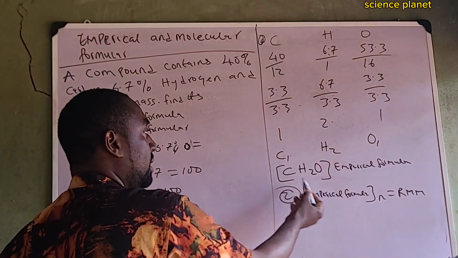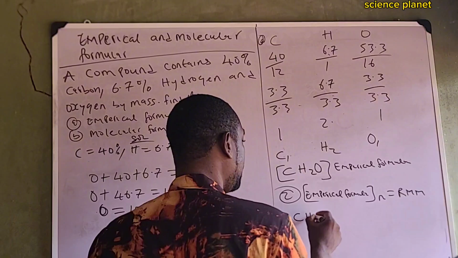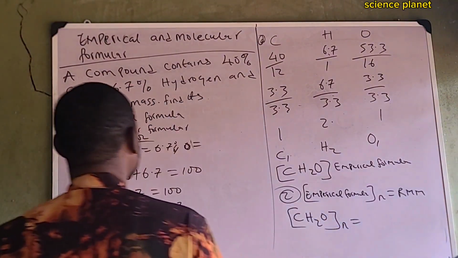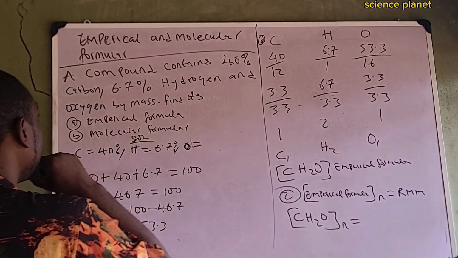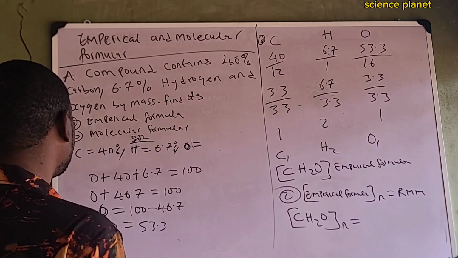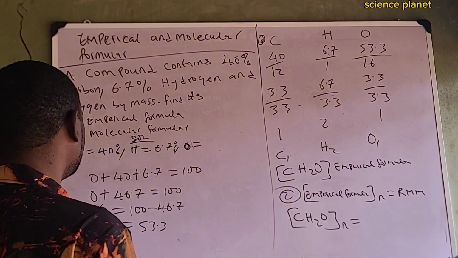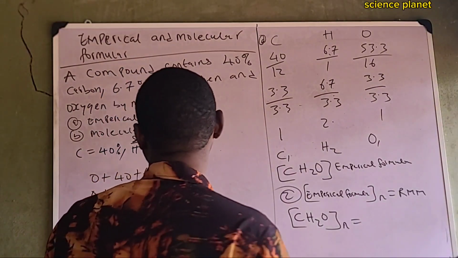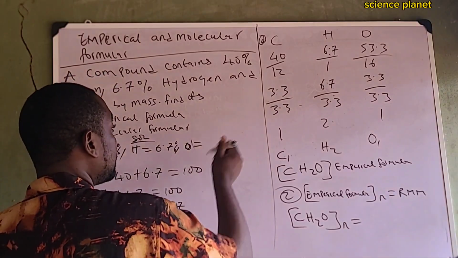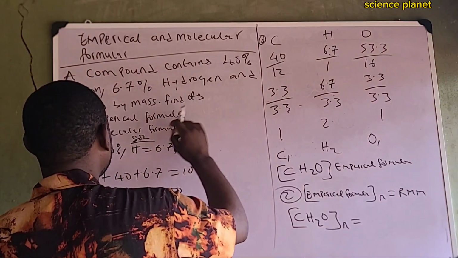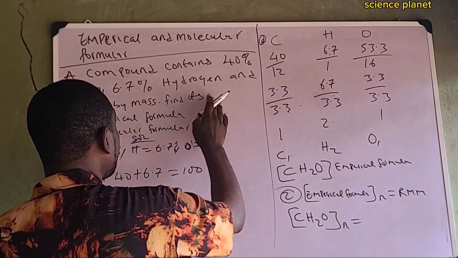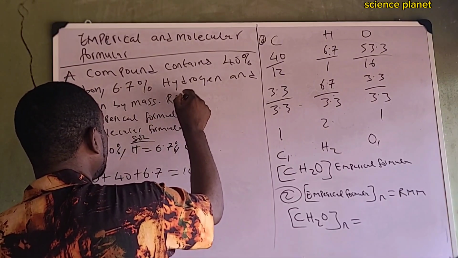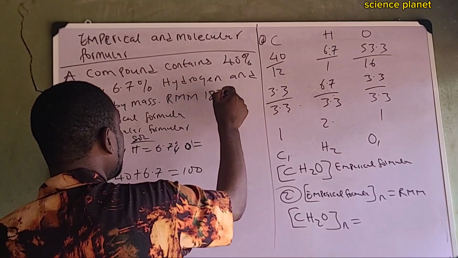So wetin be your empirical formula? See am here. Empirical formula na CH2O bracket N. Wetin be your relative molecular mass? They give us relative molecular mass here. I forgot to write am for the question. Make I get the question. Okay, so the relative molecular mass here, make we add am for the question. I make mistake, I no add am for the question. So the relative molecular mass here na 180.